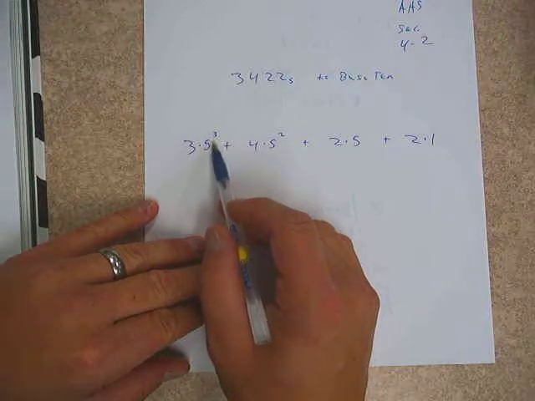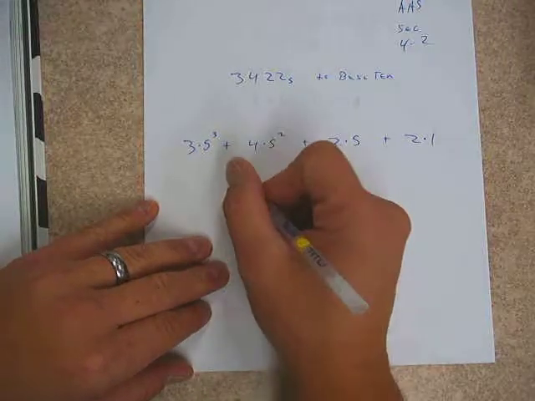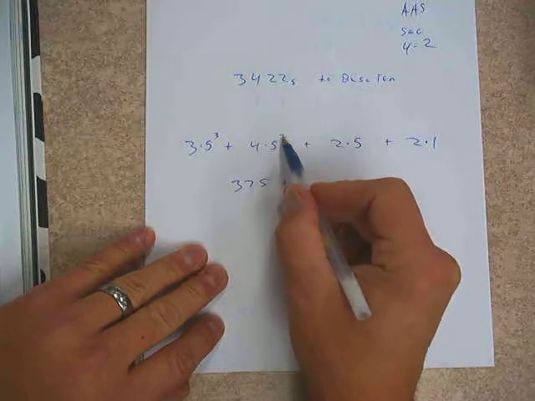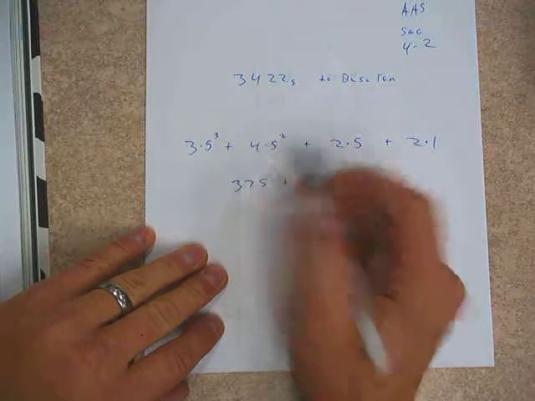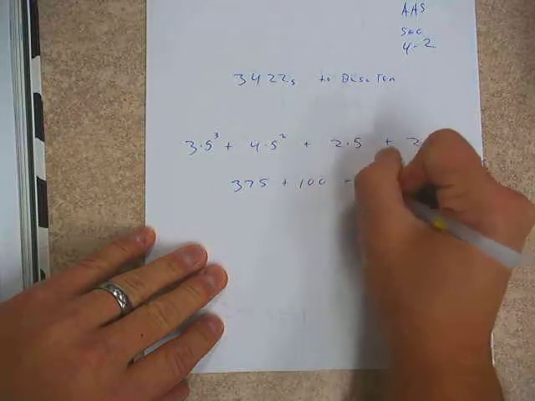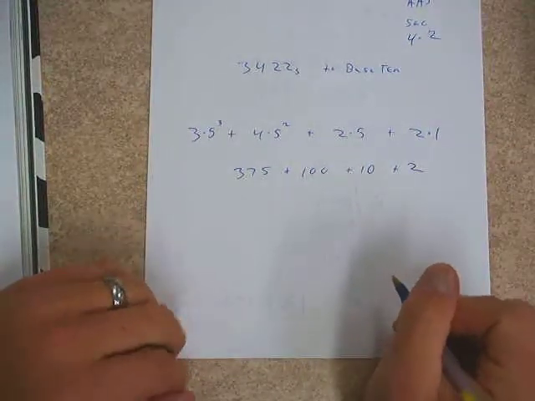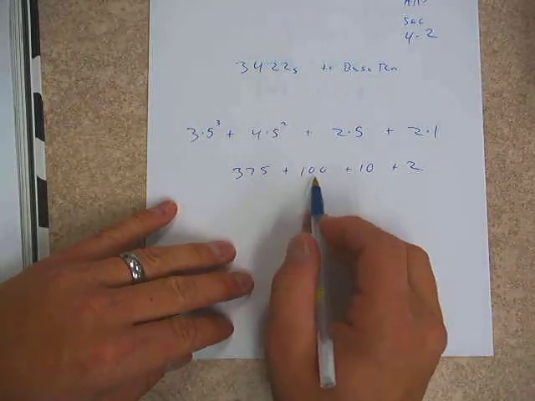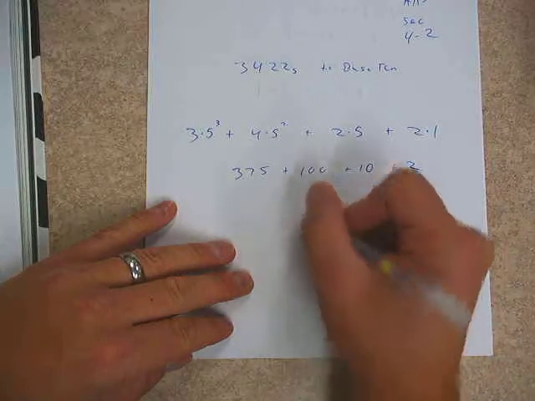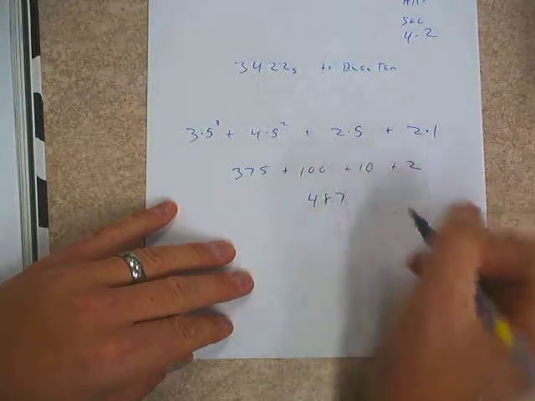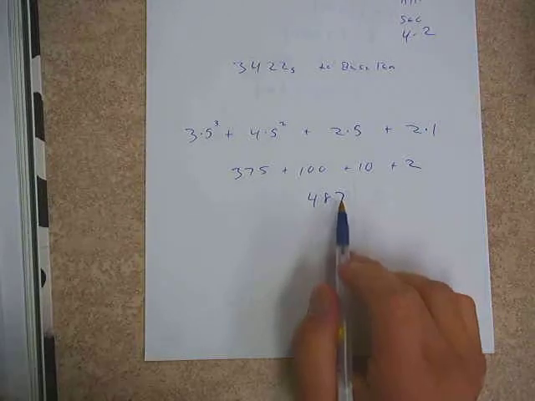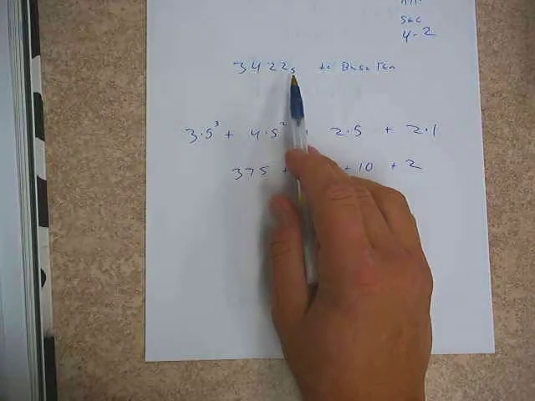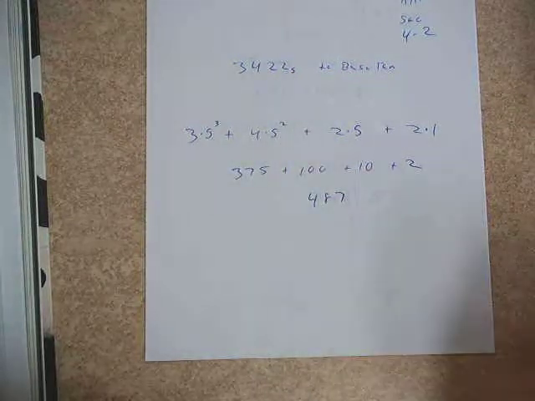So if I do 5 cubed, that would be 125, times 3, that would be 375. If I do 5 squared, that would be 25 times 4 would be 100, and then we'd have a 10, and then we'd have a 2. Okay. And then at that point, we could add all those together. We would get 475, 485. 485 plus 2 would be 487. Okay, so for us, our number 487 is equivalent to 3422 in base 5.